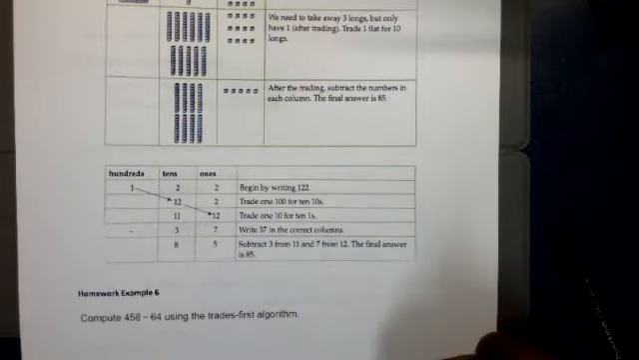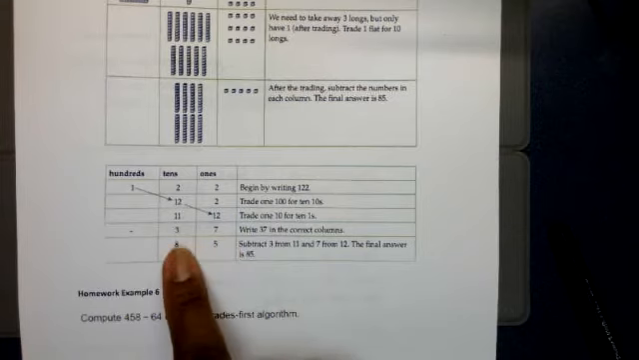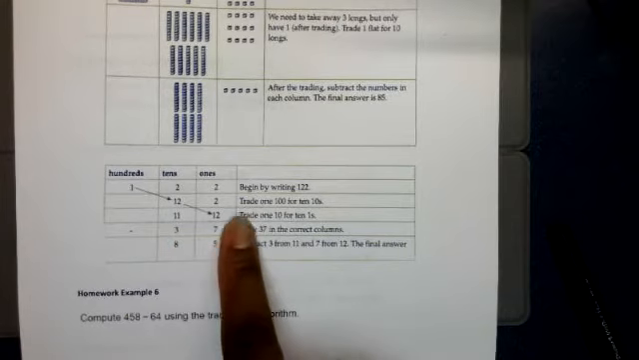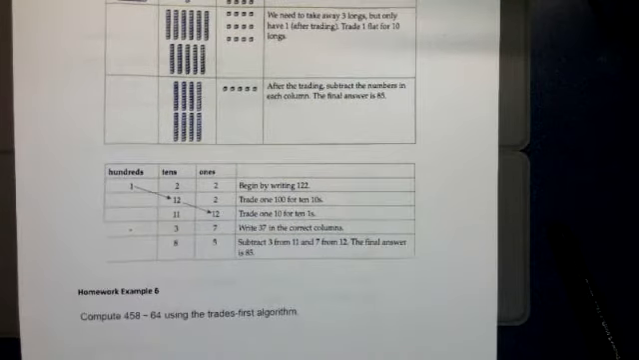And then when we subtract, we write the 37 in the correct columns. 3 will be in the tens place, 7 will be in the ones place, and then we subtract. 7 from 12 will be 5, 3 from 11 will be 8. So the final answer there will be 85.